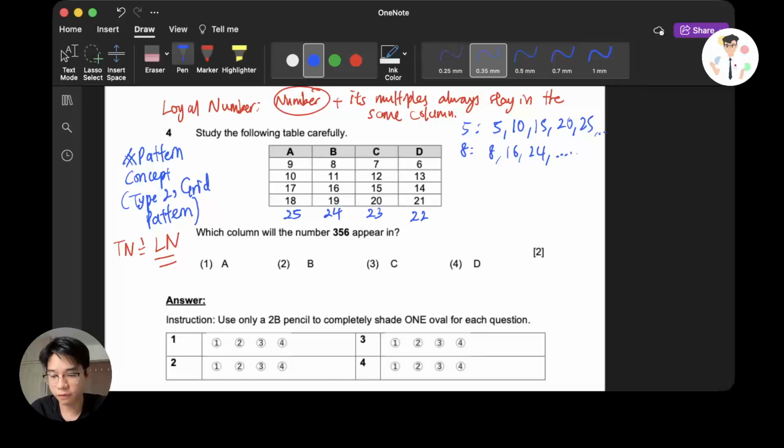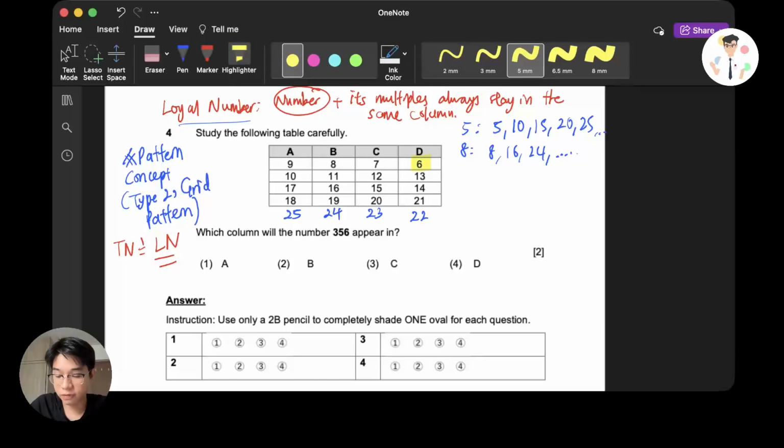Okay. Now from here, if you look at it, which number could be that loyal number? Is it 6? If you look at 6, 12, definitely no, right? They are supposed to be in the same column. So this is wrong. How about 7? 7, 14, definitely no. How about 8? 8, 16, 24. And now you can see, right? 8, 16, 24 are staying in the same column. So that is what I want. This is my loyal number.